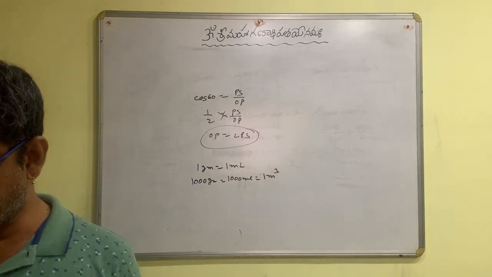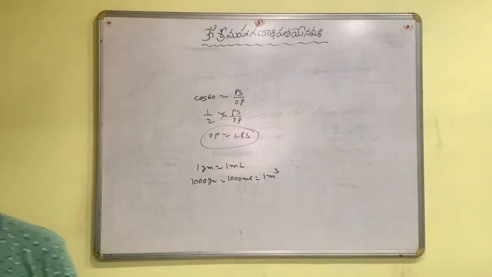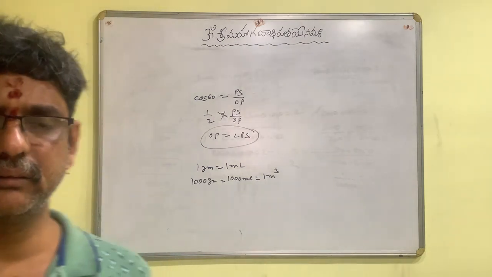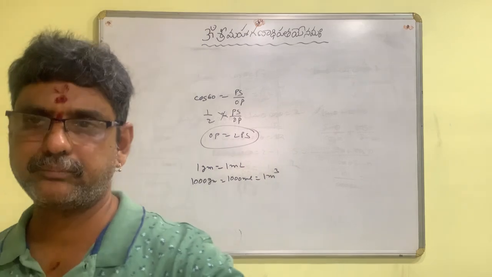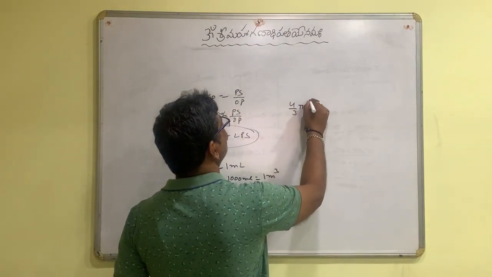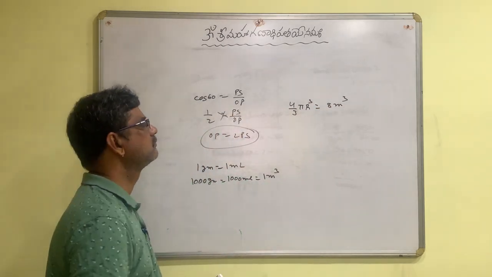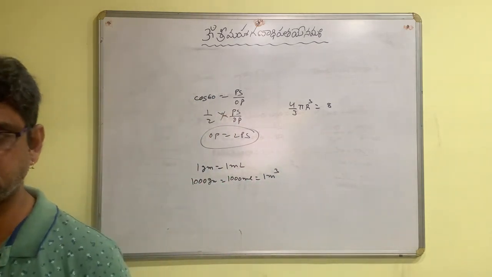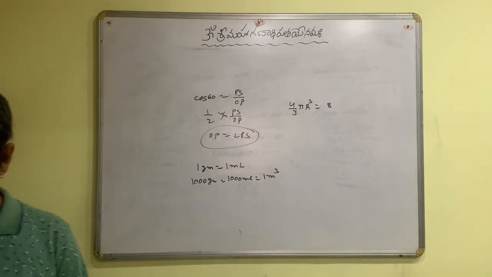The two spheres are melted to form a big sphere. Find the diameter of the new sphere. That is an easy question only. 4 by 3 pi capital R cube is 8 meter cube. Let it be 8. Find out capital R. Next one.